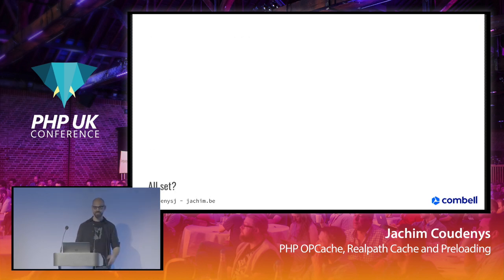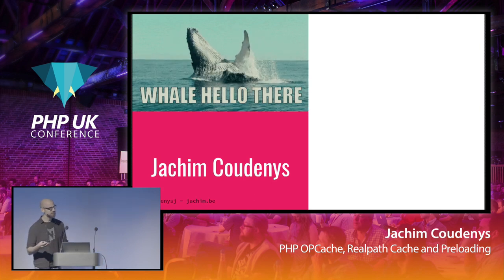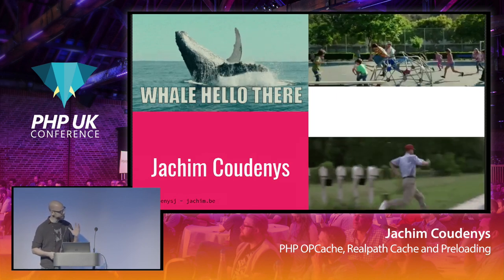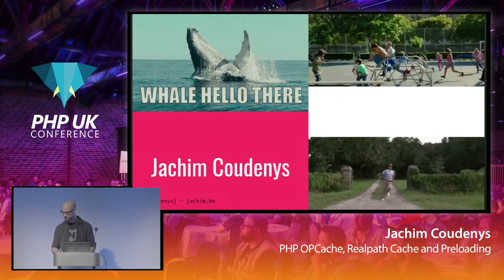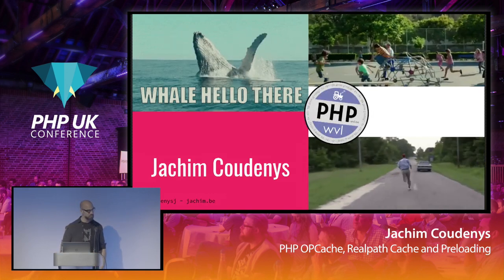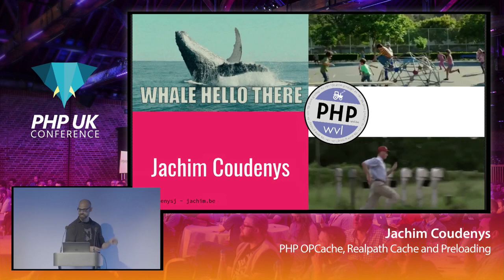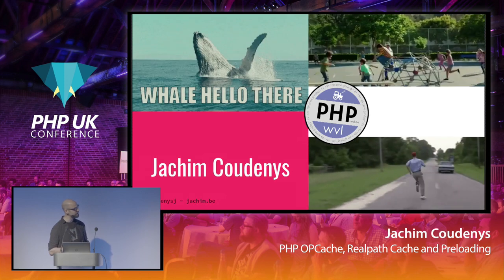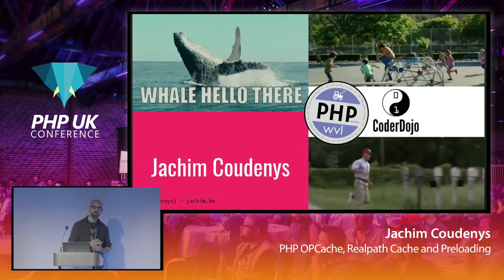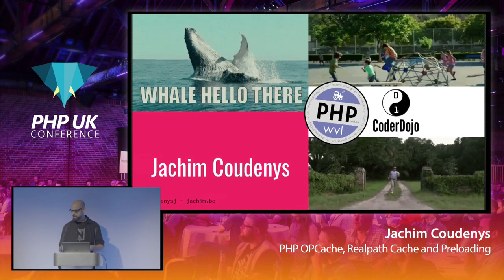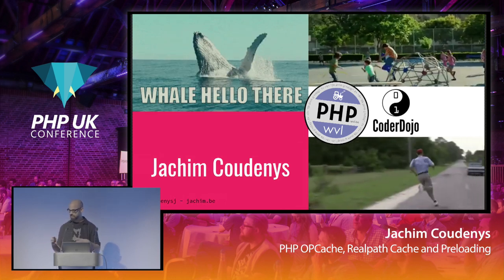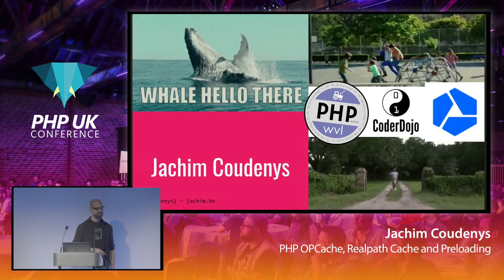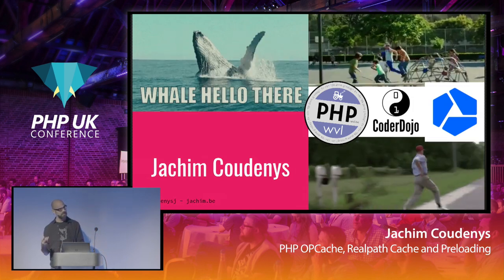So all set? Okay. My name is Jachim Coudenys. I'm a father. I started running like a year ago, and I'm enjoying that very much. But more relevant to this presentation, I'm the co-organizer of a local user group in Belgium. I'm a coach at our local coder dojo, where we teach kids how to program and how to interact with cool little robots and stuff. And I'm a developer at Combel, a web hosting company in Belgium.